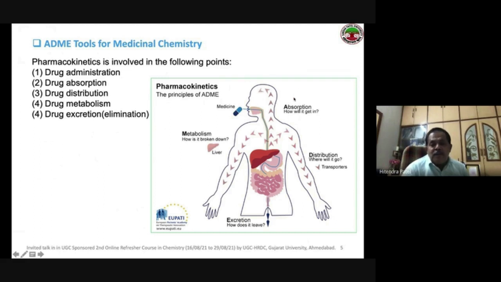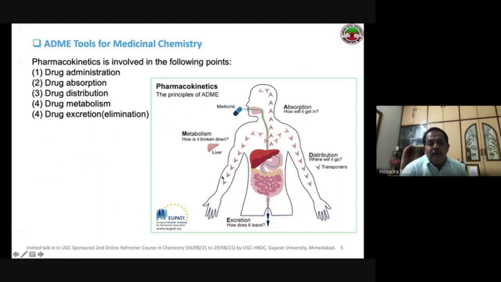After drug absorption, we have to think about drug distribution. After the absorption of the drug molecule, how does the distribution take place in our body? That means, where will it go, right? After drug distribution, that means the transportation of the drug through the blood-brain barrier, you can see here. So how the drug molecule can be distributed, you can see with this arrow.